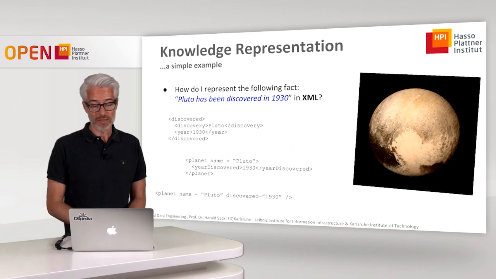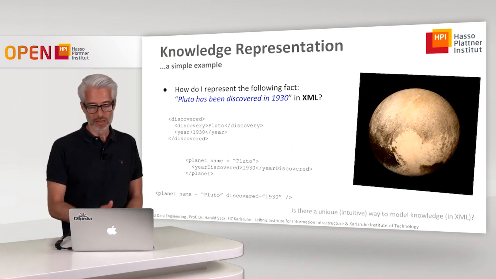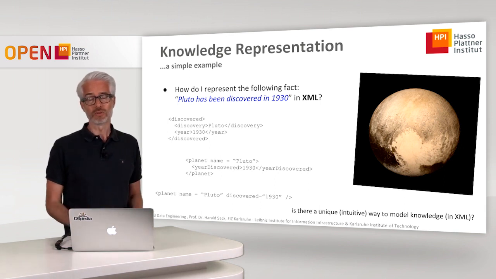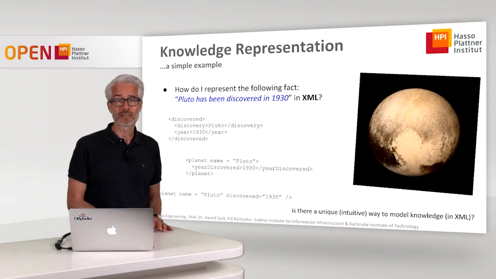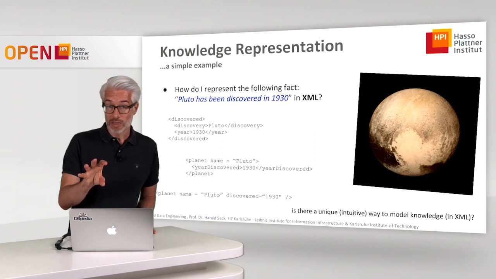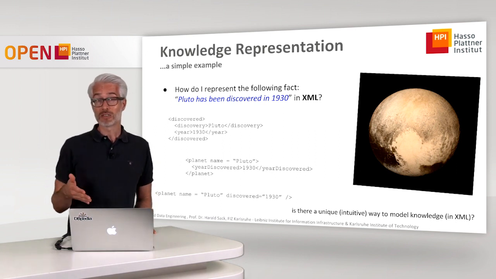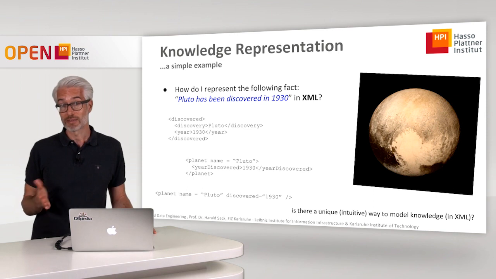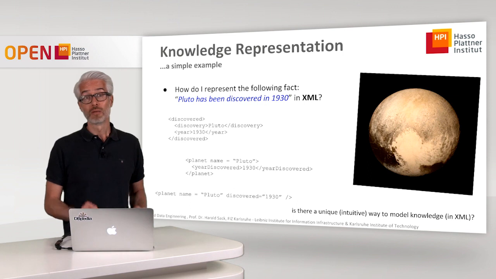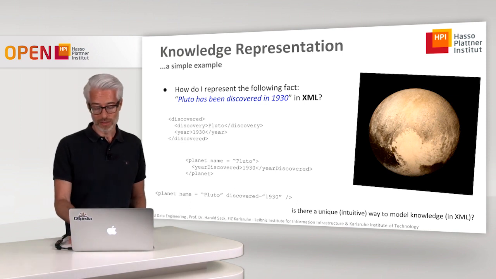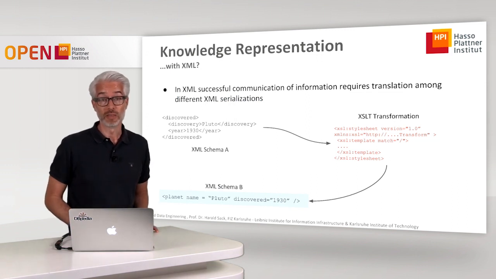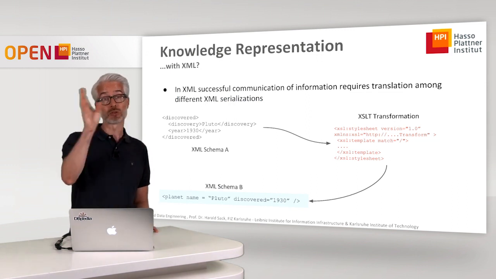The problem here is, is there a unique representation or something which is intuitively known to the user? So how could we intuitively model exactly this knowledge? With XML it's really difficult because you have several ways to express this, but you have no way to express the meaning behind that. So this is somehow lacking. So you need another kind of knowledge representation for that, and it should be much more concise and possibly as unique as possible. With XML, of course, you have the possibility to transform one XML schema to another XML schema.